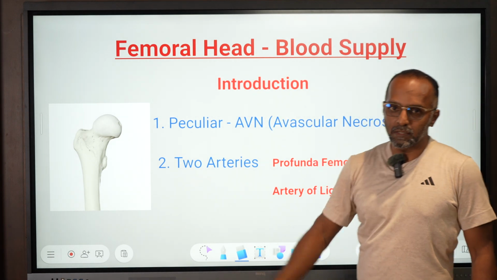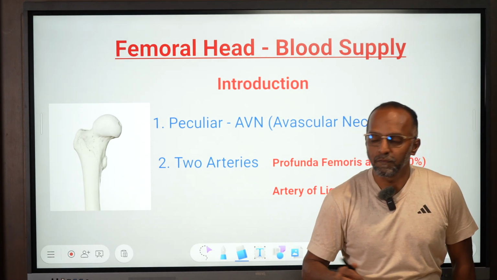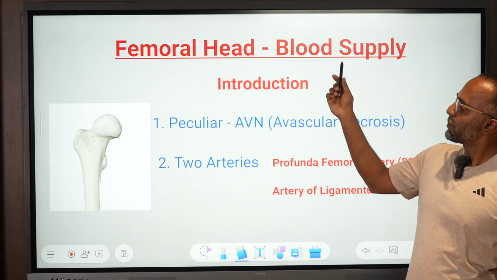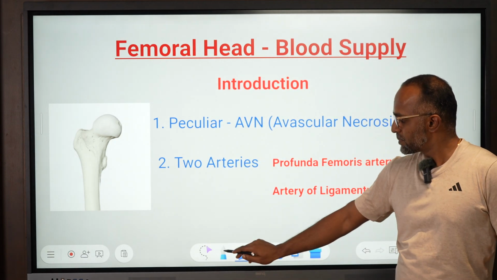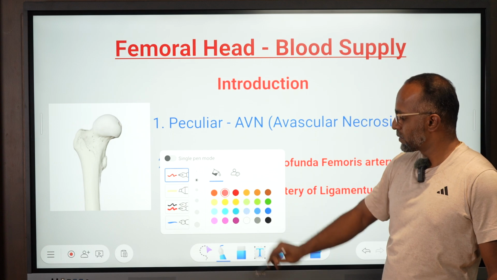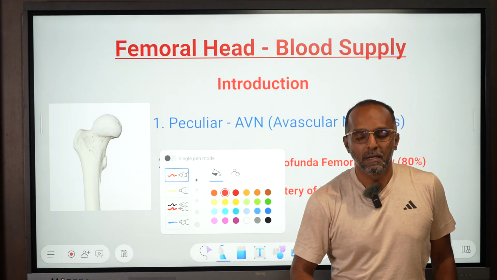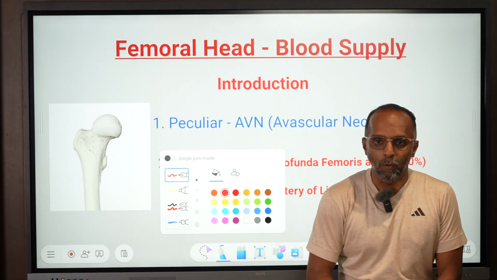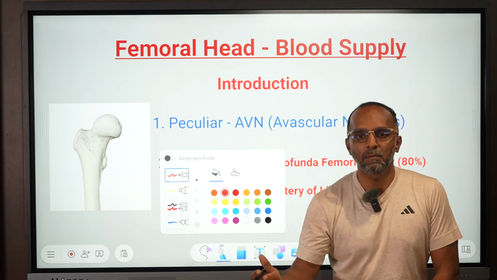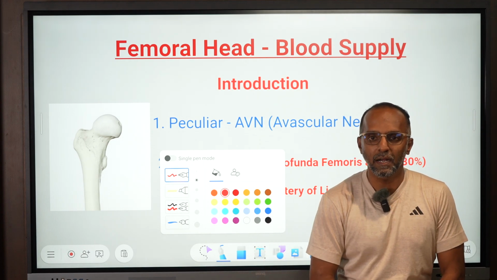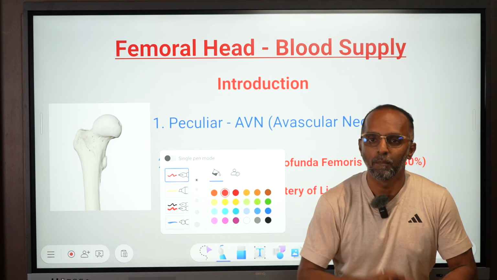Now coming to the introduction, two points in introduction. The first one is the blood supply of the femoral head is peculiar. Why is it peculiar? Because most of the other parts of the body have what is called a collateral flow. That is, if one arterial supply gets affected, another arterial supply will be there to compensate so that the cell or the organ will live.